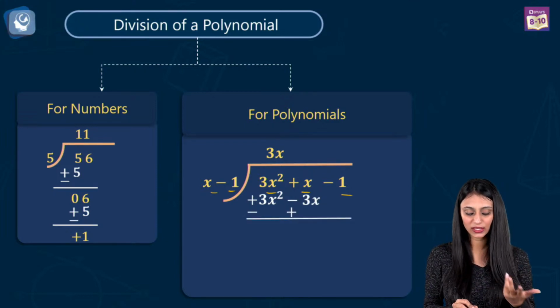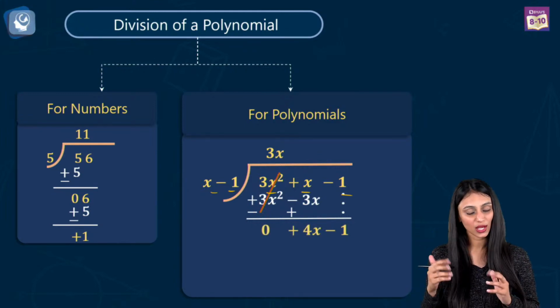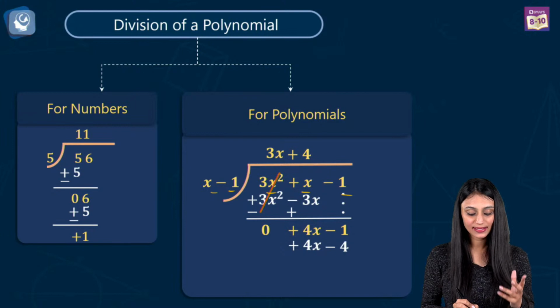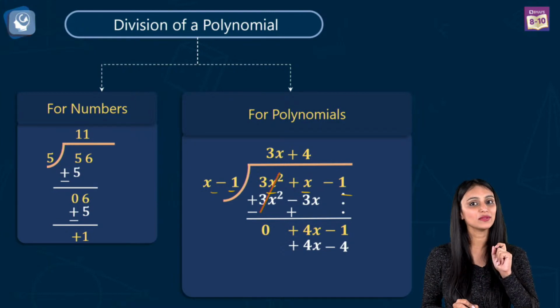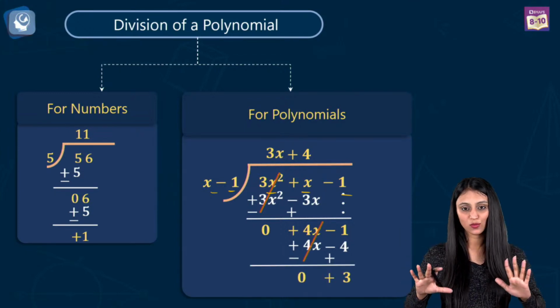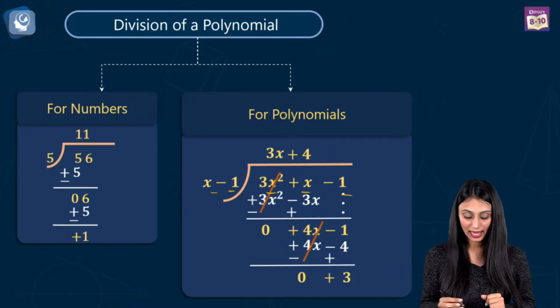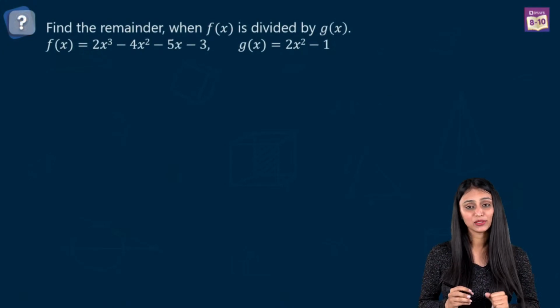We change the signs and we get 4x minus 1 at the end. You take minus 1 down. Then we multiply x with positive 4, you get 4x. Positive 4 is multiplied with minus 1 also, you get minus 4. At the end you get the remainder as positive 3. So this was basically the long division method by which we used to find the remainder. Now let's take an example to understand this.